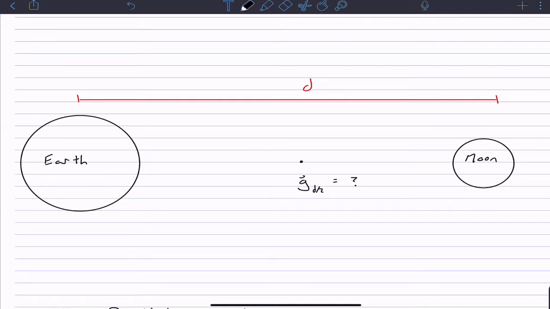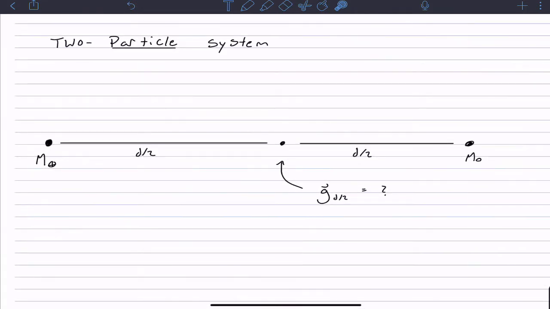So we're not considering the radius of the Moon, and we're not really considering the radius of the Earth. We're just considering the distance between them. So we're going to model them as a two-particle system. We just call these point particles, and then we look at d over 2, where d is the distance between them. The first thing we need to do is recall Newton's law of gravitation.